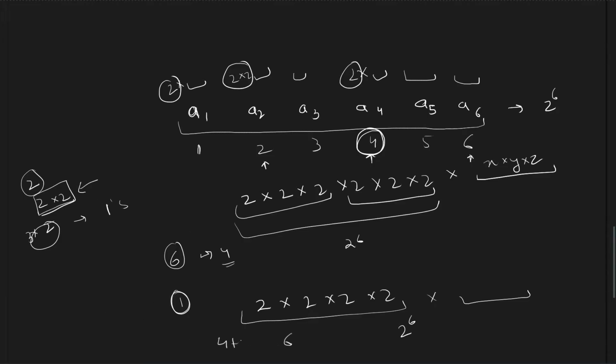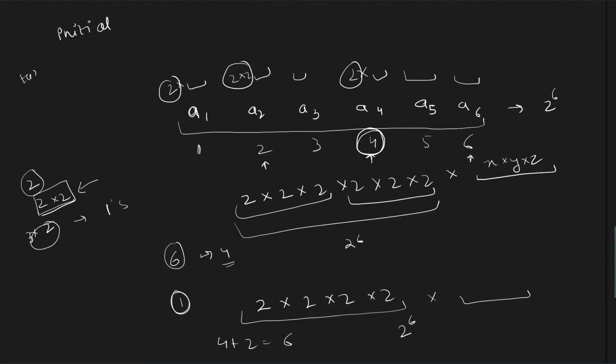That is 4 plus 2 is equal to 6. So that means we can just count the number of 2's in the factorization of all the numbers. So this would be the initial number of 2's that I have. So I'll have some initial number of 2's with me.